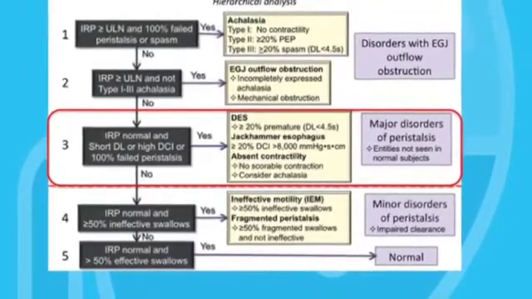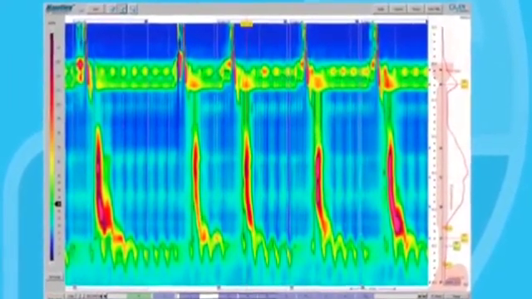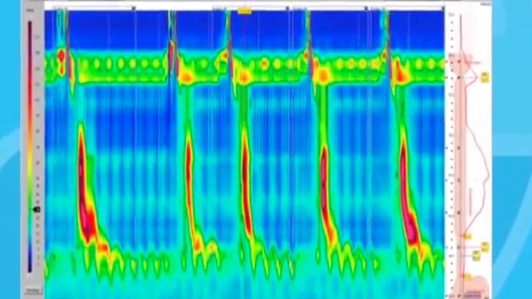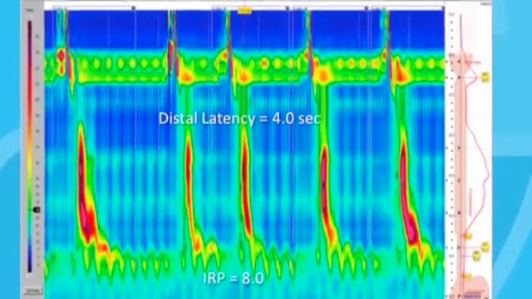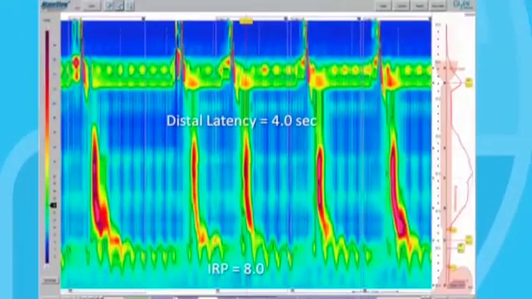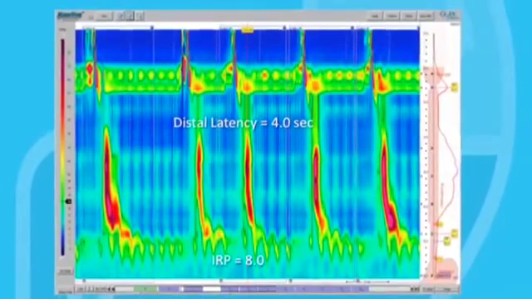For example, in this tracing, on initial inspection, it does appear that the peristaltic contractions are rapidly conducted down the esophagus. If we apply the motility metrics, we see that the distal latency in all of these swallows is less than 4 seconds, diagnostic of diffuse esophageal spasm.